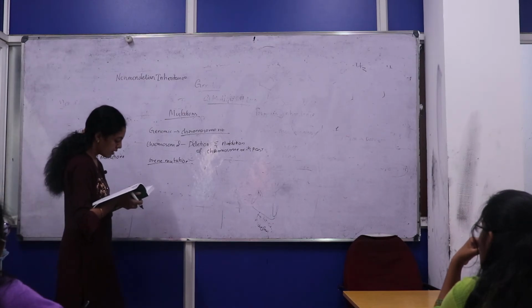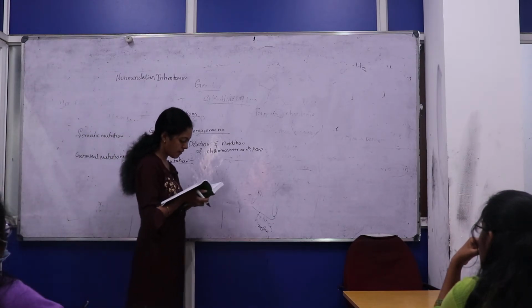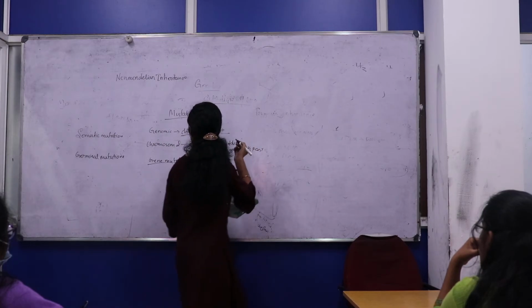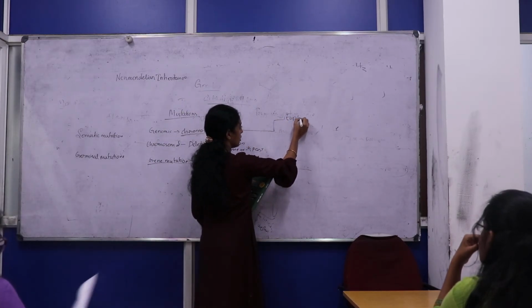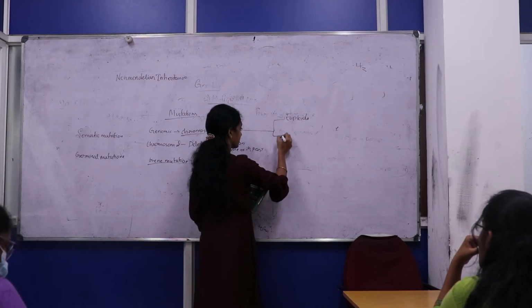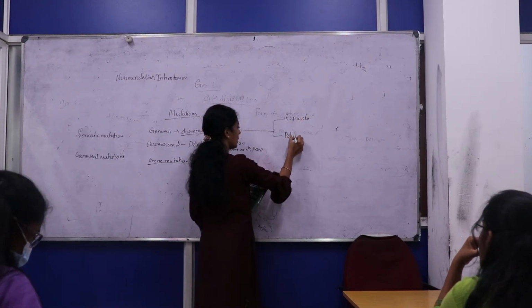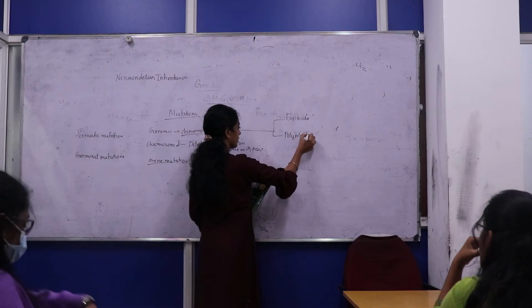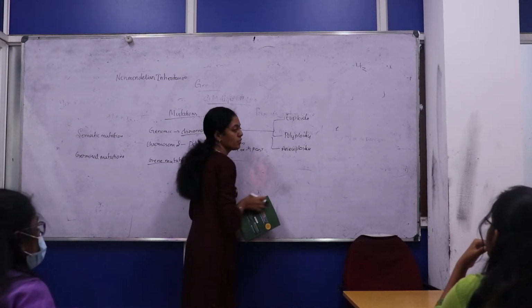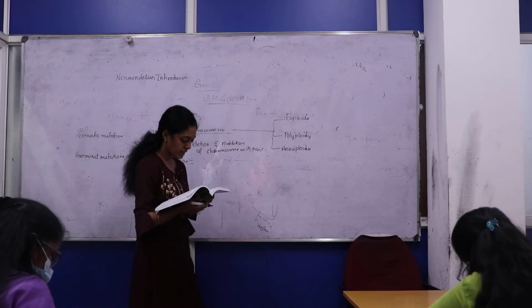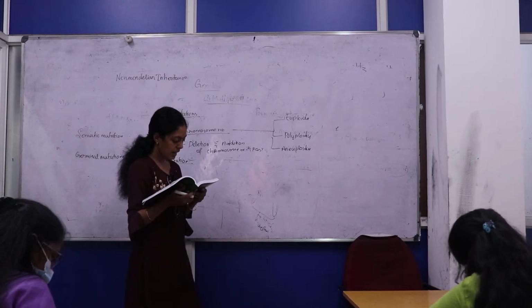So in genomic mutation, you have euploidy. Where is genomic mutation? You have euploidy, polyploidy and aneuploidy. Genomic mutation is of 3 types: euploidy, polyploidy and aneuploidy.